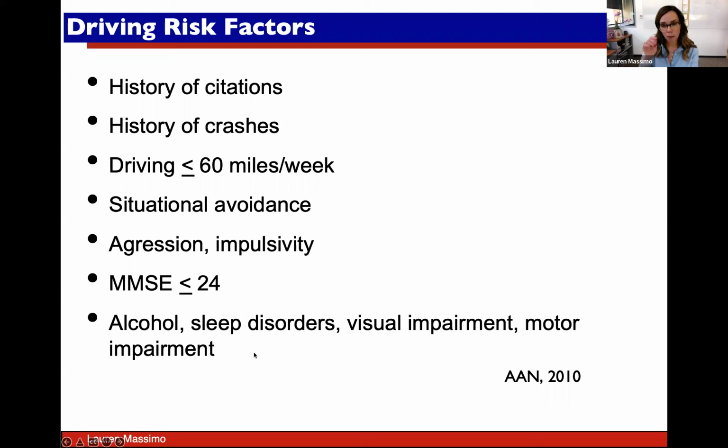These are all important risk factors and things for you to think about as a clinician, where you might want to encourage family support for alternative transportation. Perhaps you might want to encourage a cognitive driver's evaluation, or for people where there's clearly a very strong risk for driving, asking the patient to surrender their privileges.